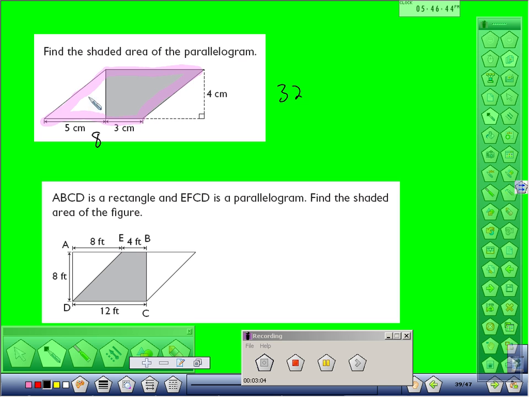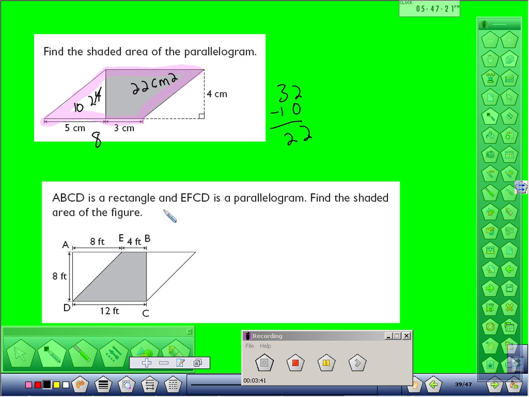But no, they want the shaded area. So we've got to get rid of this triangle. We know how to find the area of a triangle. Base times height divided by 2, because a triangle is actually half of a rectangle. So we know the base is 5. This height is going to be the same as this one. So half of 4 is 2. 5 times 2 is 10. So if this whole parallelogram is 32 and this triangle is 10, you subtract that triangle, it's going to give you 22. That means the shaded portion is going to be 22 centimeters squared.